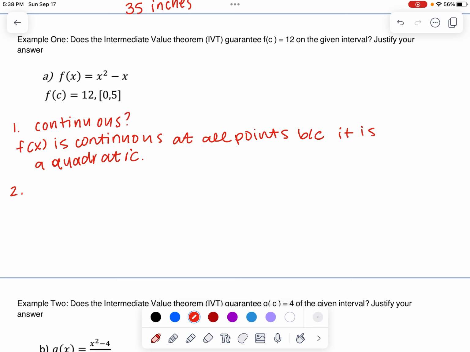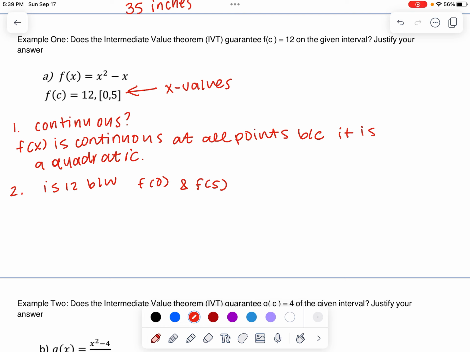The other thing you have to show is 12 between f of 0 and f of 5. And so sometimes people get confused on this notation right here. These are x values. So this is saying, is there a c value that goes with 12 between 0 and 5 specifically? So those are always x values. And so if we want to figure out if this is true, we need to figure out if 12 goes between the y values. So that's why we have to find f of 0 and f of 5.